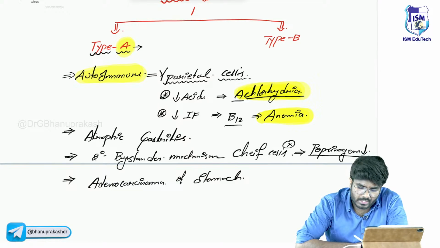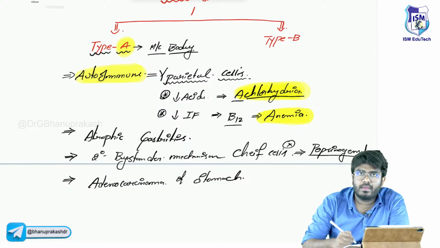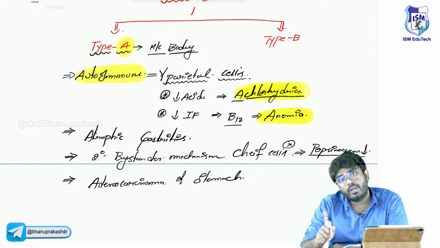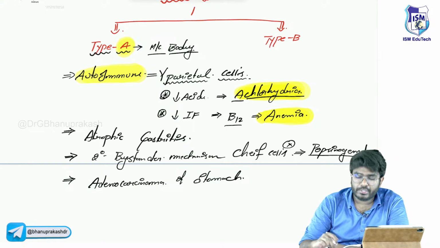Okay, A is seen in B. So type A gastritis is seen, the most common site is the body of the stomach. Type A, it is seen in the body of the stomach. Okay. So after this, what else do I need to teach you?